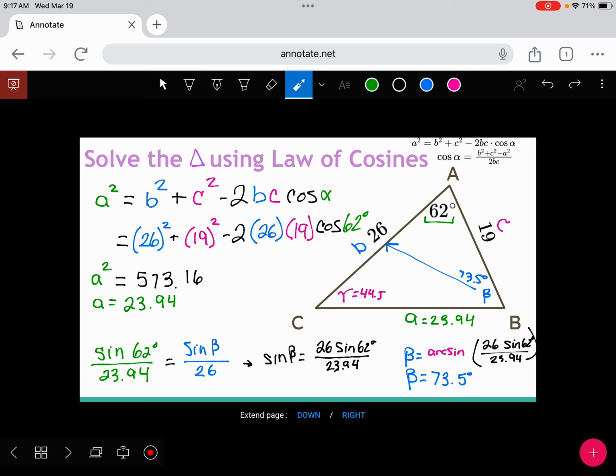So now I have all three sides. I have all three angles, so we solved this triangle. Questions on this one?